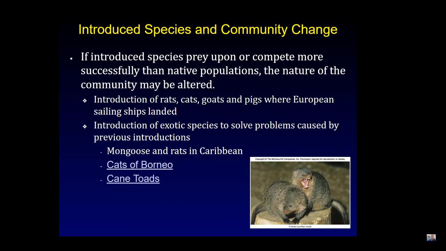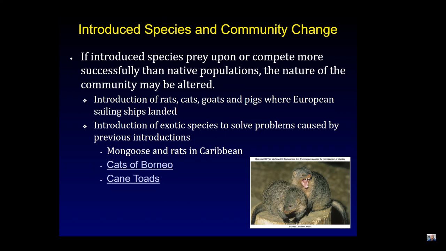So if introduced species prey upon or compete more successfully than native populations, the nature of the community may be altered, right? So if we introduce rats, cats, goats, or pigs where European sailing ships landed, they might be able to compete and destroy the natural ecosystems that live in that environment. So there's also the introduction of exotic species to solve problems caused by previous introductions, where examples are mongoose and rats in the Caribbean, which have had a disastrous effect.